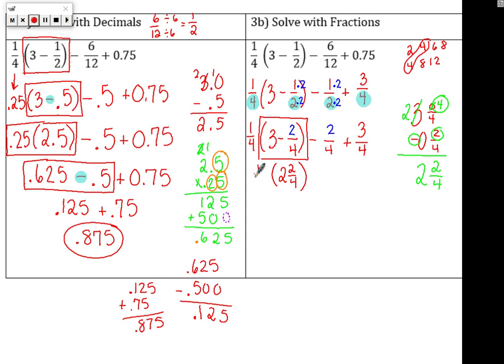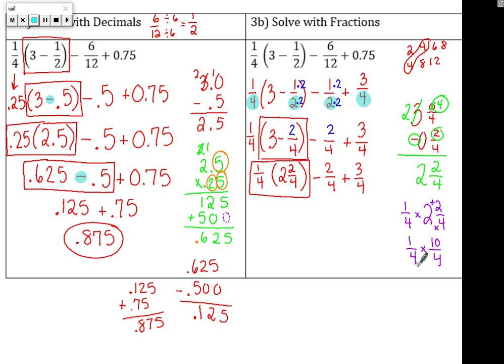Now I'm going to multiply that by 1/4 minus 2/4 plus 3/4. The next step I'm going to do is multiply 1/4 times 2 2/4. Now when I go to do that, I'll write it over here. 1/4 times 2 2/4. And I know that I can change this into a fraction greater than 1. 4 times 2 is 8, plus 2 more is 10. I have 10/4 times 1/4.